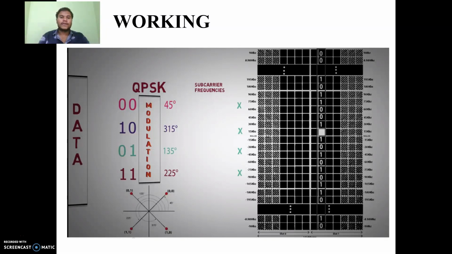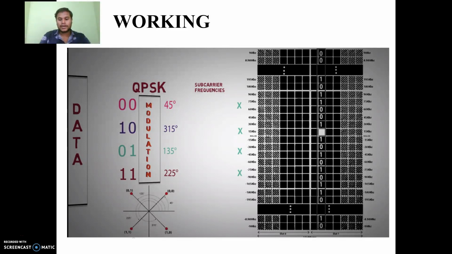Now let's see how exactly it works. We have a long data string that has been generated. Each string is divided into 2 bits and given to the QPSK modulator. The modulation scheme we are using is QPSK, that is quadrature phase shift keying, where each symbol will be denoted by 4 different phases. As shown in the figure, we can see the different phases are 45 degrees, 315 degrees, 135 degrees and 225 degrees.